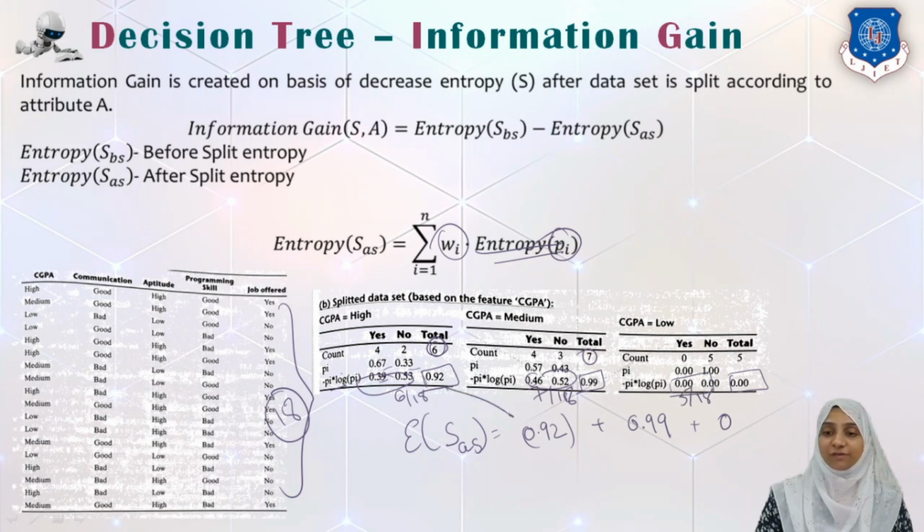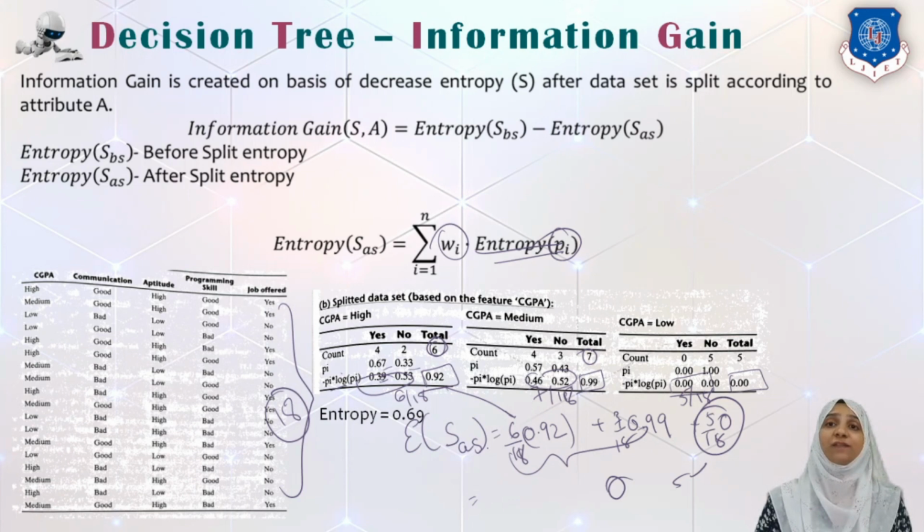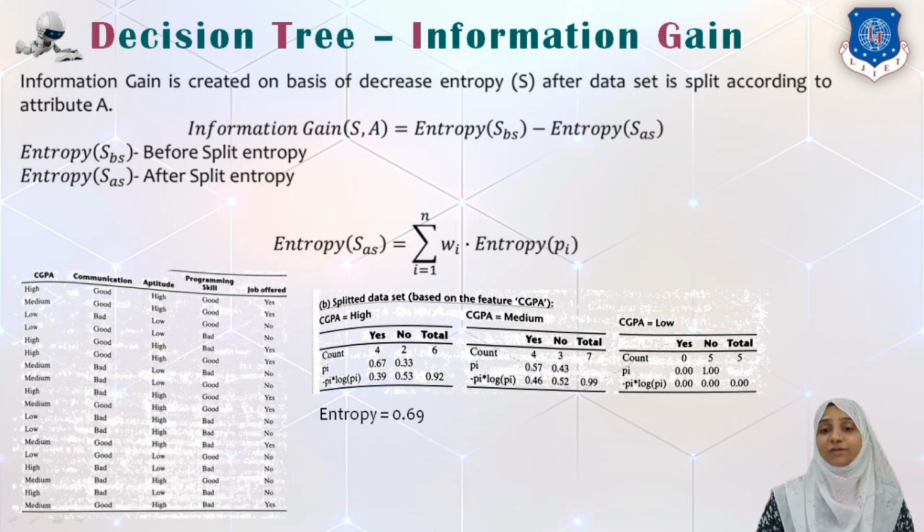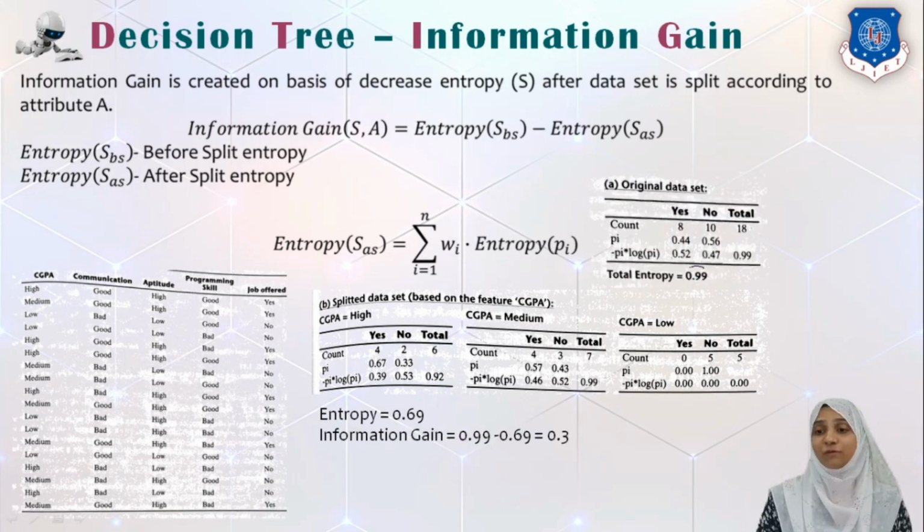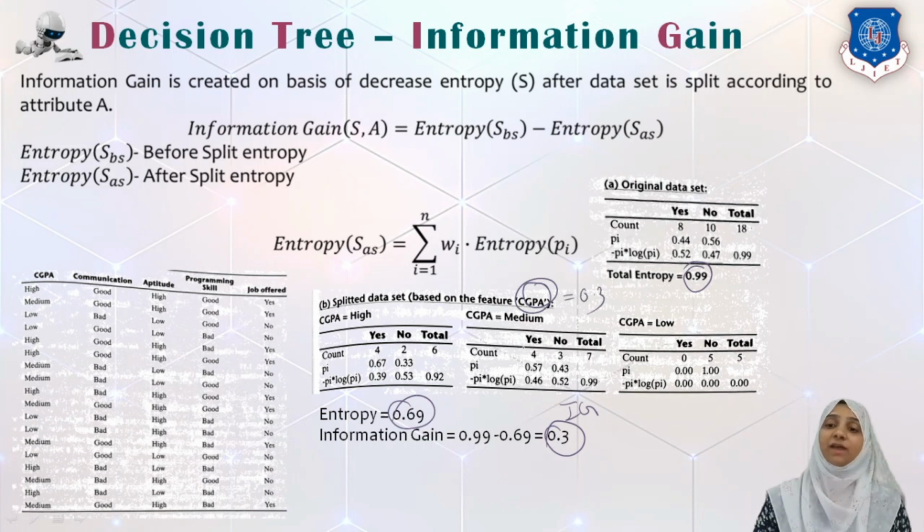So the first entropy is along with weight 6 by 18, this will be 7 by 18 and this will be 5 by 18. Ultimately this component turns out to be 0, but for these two, the addition value we will have as entropy 0.69. So 0.69 is the entropy if we select CGPA as our splitting attribute. Before partitioning entropy was 0.99 and after partitioning entropy is 0.69. So the difference between these two is nothing but 0.3. So the information gain of the CGPA attribute is 0.3 that we have to consider.